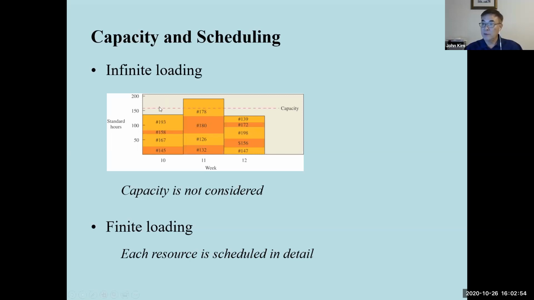Capacity and scheduling. If capacity is here, then infinite loading. Disregard this capacity, just a schedule, maybe over the capacity. If that day, that week cannot complete, then maybe carry over to next week. And finite loading. Schedule under the capacity. So regard that capacity and schedule.